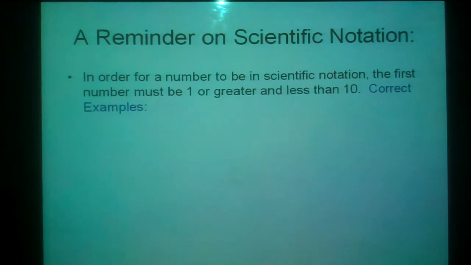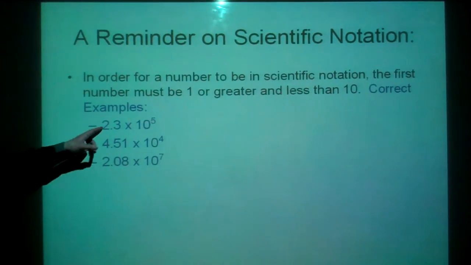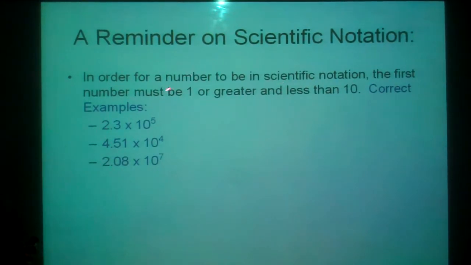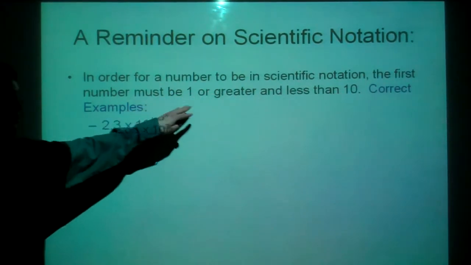the first number must be 1 or greater and less than 10. And then we're going to multiply it by a power of 10. So here are some correct examples. 2.3 times 10 to the 5th. 4.51 times 10 to the 4th. 2.08 times 10 to the 7th. Notice how all the first numbers are greater than 1 and less than 10. Okay? That has to be 1 or greater.